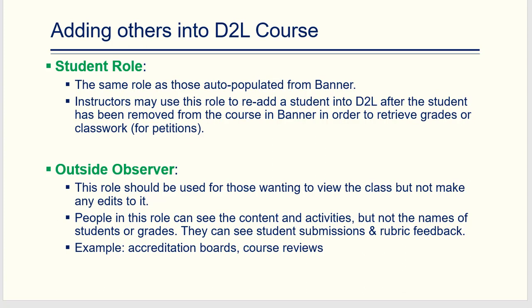The next option is the outside observer role, and this is going to be used for when a person is wanting to be able to view the class but not make any kind of edits to it. People who are enrolled with this can see the content and activities, but they cannot see the name of the students. It'll say anonymous users, and they cannot see grades. They can see student submissions and rubric feedback, however. And you would use this in cases of things like accreditation boards or course reviews. If you want to add in a certain person to review your course, you might use this particular role.